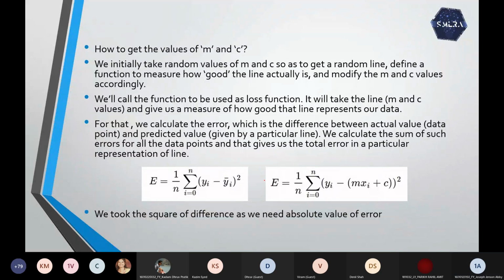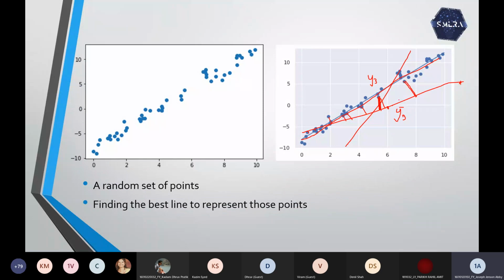All right. So our job here, by now you will understand, is to find the minimum of this loss function. We need to minimize this loss function, right? We need to find the line that passes through most of the points.